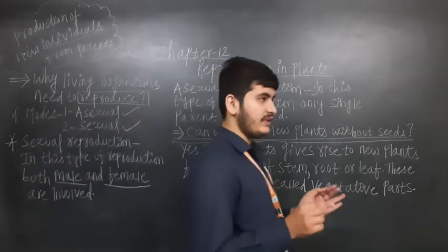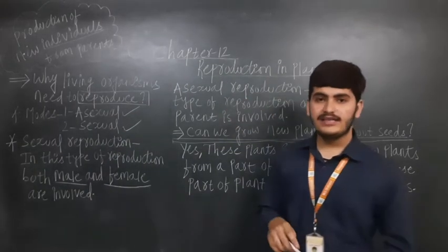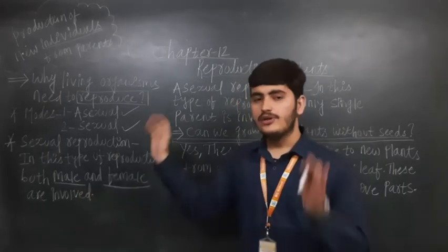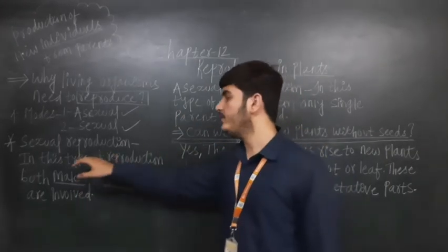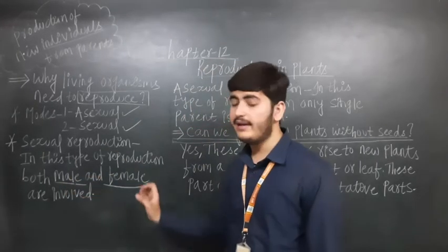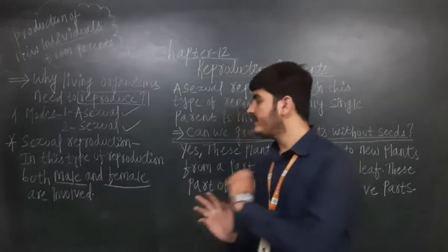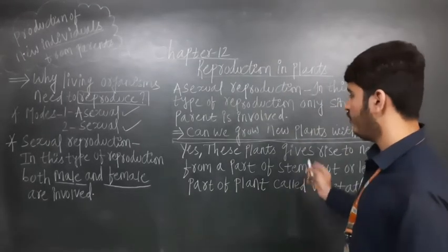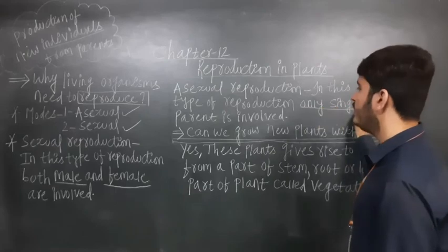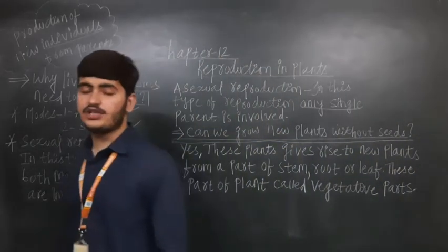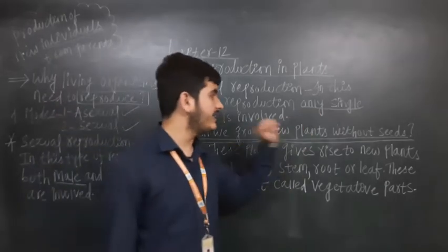As in the process when the human beings and animals are doing it, both male and female are involved for the same process. So in the plants as well, when they are doing sexual reproduction, both male and female are involved. Now what is the meaning of asexual reproduction? In this type of reproduction, only a single parent is involved. Means in the process of asexual reproduction, only a single parent is involved.